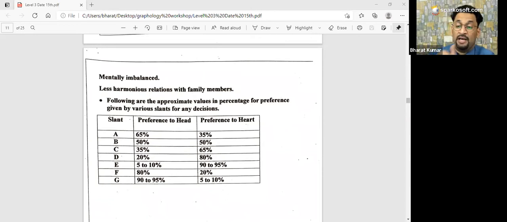And maximum divorce cases are observed in the case of slant G and slant F. The reason is that they do not listen to the heart, and relationships have no importance for them. They never give importance to their relations. They will never listen to her. They will always use logic. So if you are a lawyer, or suppose you are providing family counseling, in family counseling, always focus on slant F and G, so that you can understand the nature of husband and wife and plan further therapy.